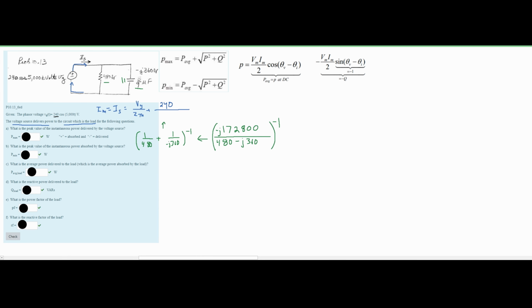Now we need to convert this to polar form so we can divide the numerator by the denominator, and then we can plug this impedance back into our equation for Ohm's law to find our current. To do this, I'm going to multiply both the top and bottom by 480 plus J times 360. And this is going to be our equation.